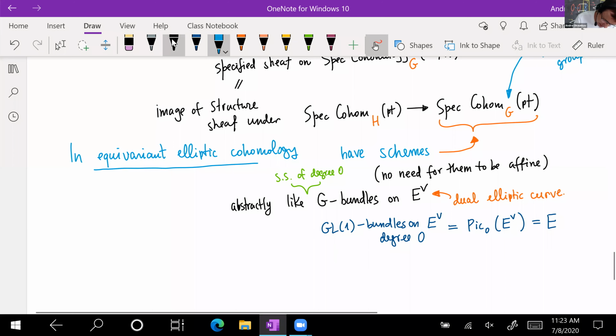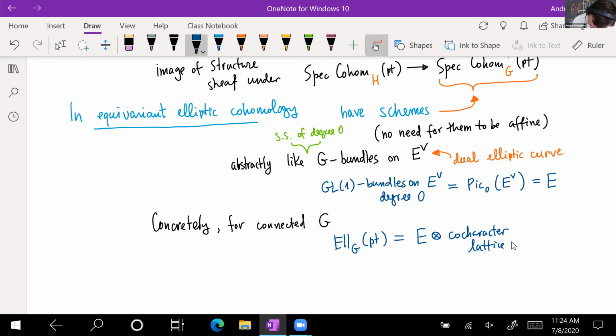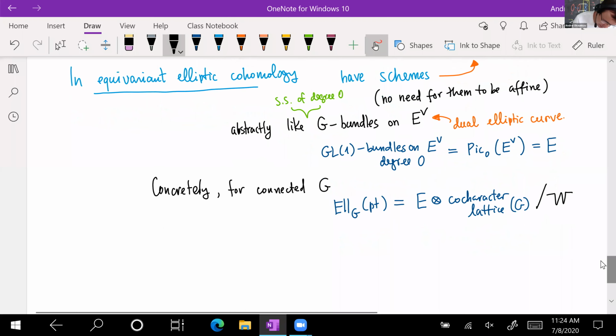So this is concretely: if G is a compact connected group, the elliptic cohomology of G of a point is just that you take the elliptic curve, tensor it with the co-character lattice of your group G, and mod out by the Weyl group. That's concrete.